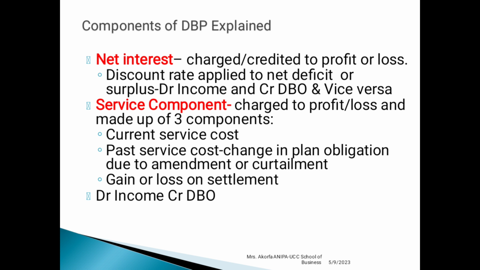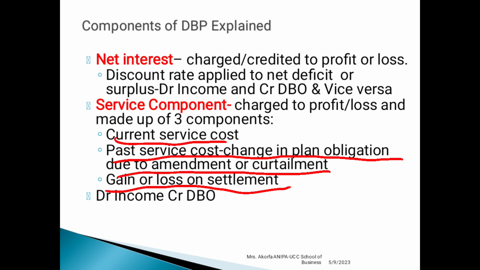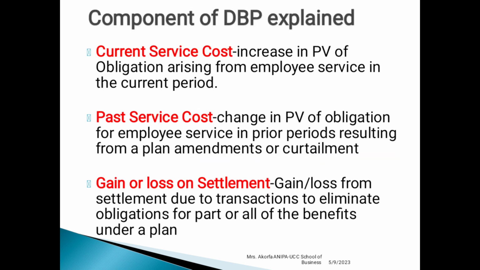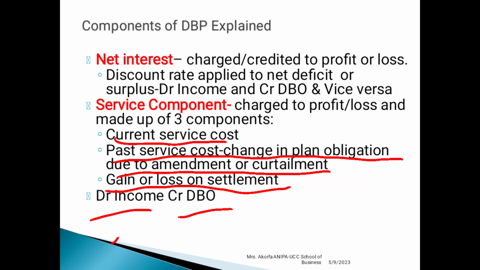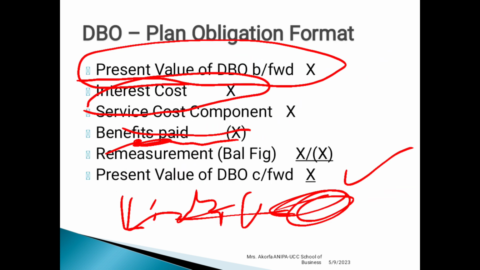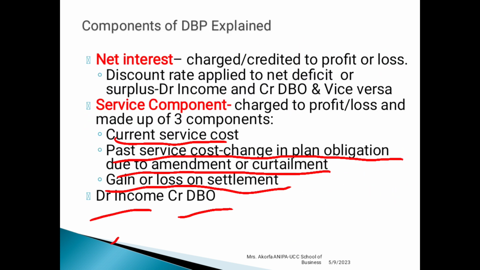Service component is charged to profit or loss and is made up of three components: current service cost, past service cost, charging plan obligation due to amendments or curtailments, and then gain or loss on settlement. So the treatment is debit income, the profit or loss, and credit defined benefit obligation.